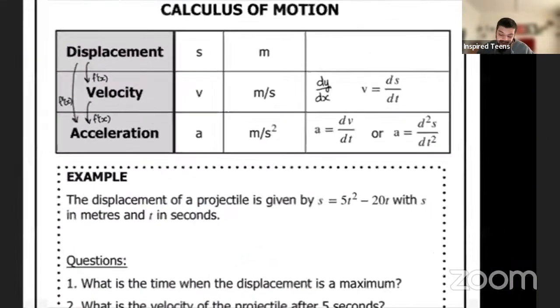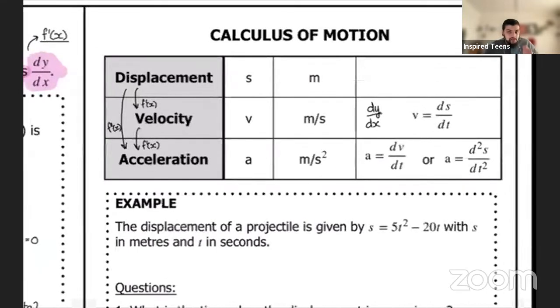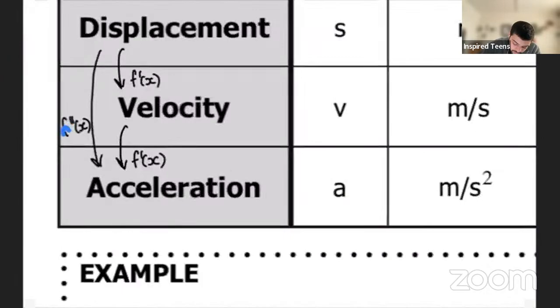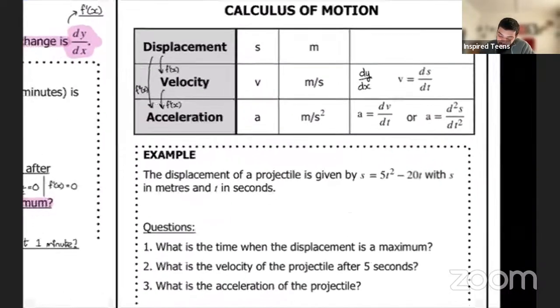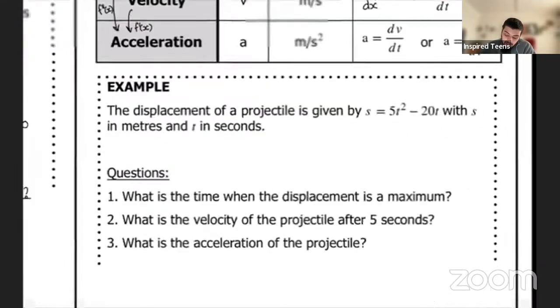Okay, so that's the key thing that we need to understand here for calculus of motion: velocity is the derivative of displacement, acceleration is the derivative of velocity, and acceleration is the second derivative of displacement. So just always keep that in mind.